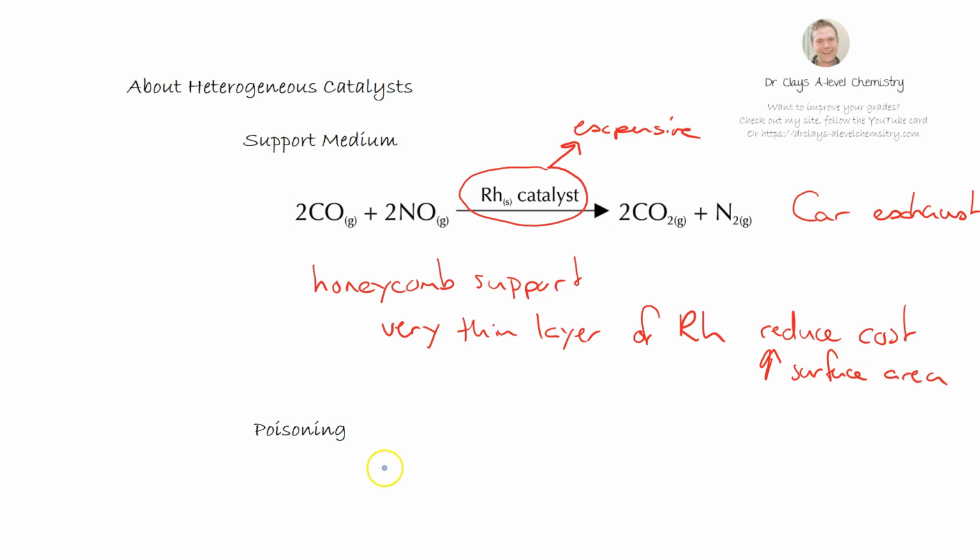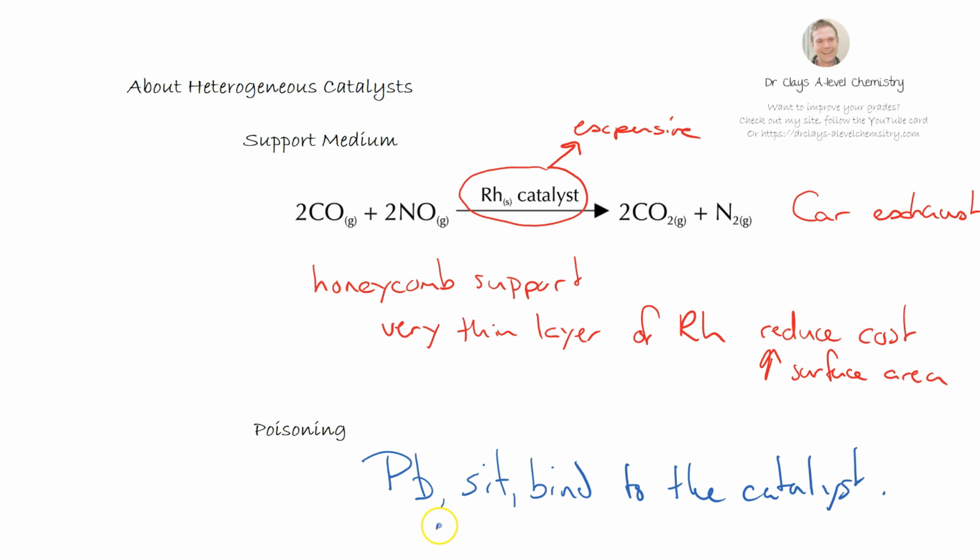Poisoning then is a reaction that we observe with heterogeneous catalysts, and it stops the catalytic behavior of the catalyst. In particular here, take car exhaust. If we have lead come in, then it will sit or bind to the catalyst, and therefore it will reduce the chance of the reactants, the carbon monoxide and the nitrogen monoxide, getting to the rhodium catalyst. We say that this blocks the active site of the catalyst and therefore reduces the catalytic activity, and in this case the carbon monoxide and nitrogen monoxide wouldn't react. So here we go, poisoning.